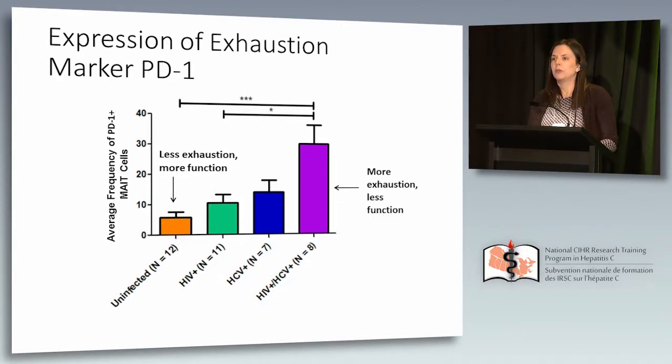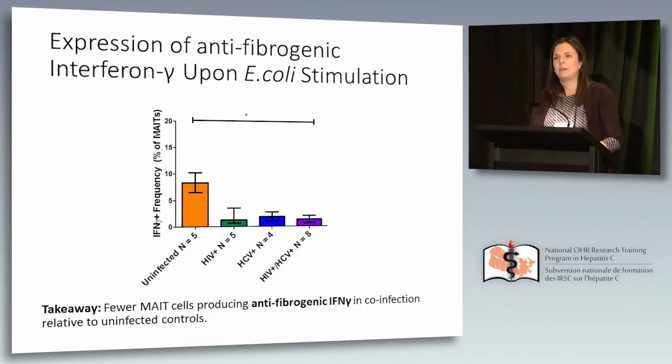Surface markers of exhaustion suggest that they may be less likely to be able to produce immune factors such as interferon gamma, TNF-alpha, IL-17. And what we saw, compared to healthy controls where there was less exhaustion and more function, is that in HCV-HIV co-infected individuals, the MAIT cells that we detected were more exhausted, suggesting that they were less functional. As well, these cells can be stimulated with killed E. coli to produce cytokines. We looked at multiple cytokines, but what was of most interest to us is that compared to uninfected controls, MAIT cells from patients who were HIV, HCV, or HIV-HCV co-infected were less able to produce interferon gamma, which is an antifibrogenic cytokine.